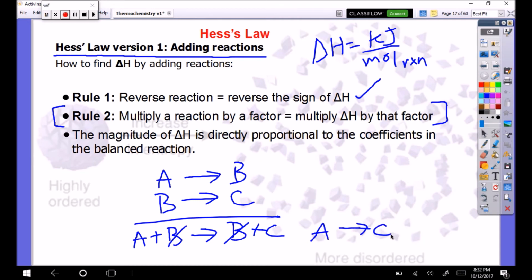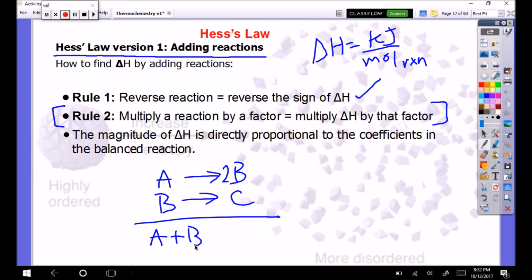Now you could also have a situation where those numbers are uneven, and that's okay. You could do the same thing where you could have, say, A goes to 2B and B goes to C. I could have A plus B goes to 2B plus C. Well, I see I've got one B on this side, that can cancel out. I only have two B's on this side, so one of them will cancel out, but the other will remain. So it will turn into 1B on this side.